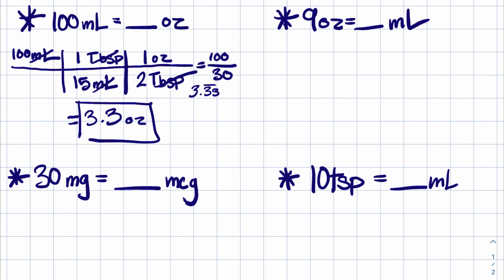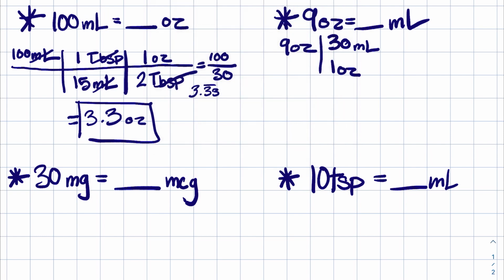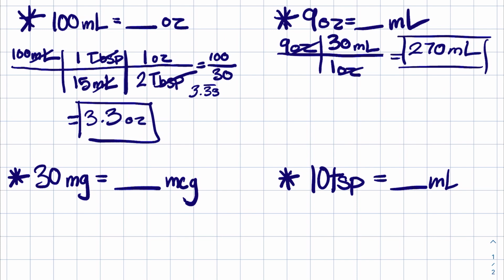Next, we'll have 9 ounces and we'll be converting it to milliliters. So it'll be the opposite of what we just did here. Here, we'll start off with 9 ounces and then we'll work our way up. And for every ounce, there is 30 milliliters. Let me change this line real quick. So we have 30 milliliters, and we already have our desired unit of measurement, so we can cross out and multiply, and we get 270 milliliters.